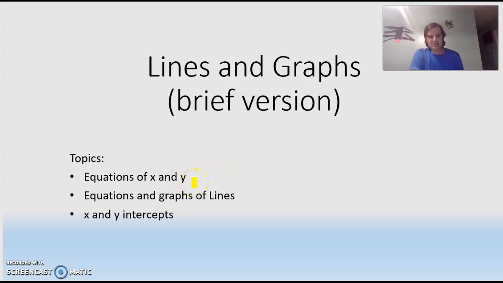So what we're going to cover here are equations of x and y. That means we're going to have two variables in an equation. And these equations we're going to graph, and the ones we focus on in this set of videos will all be lines. We're also going to look at x and y intercepts because that's something we can use to graph any equation we come across, or at least help us.